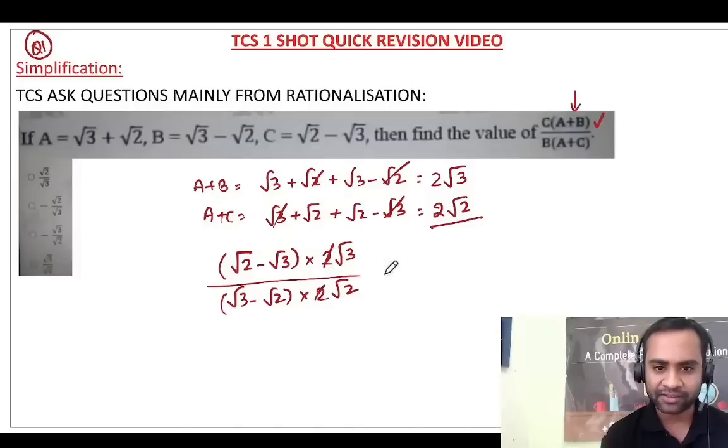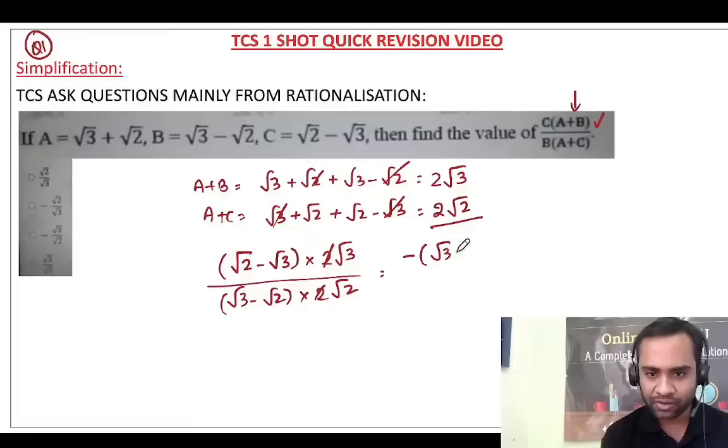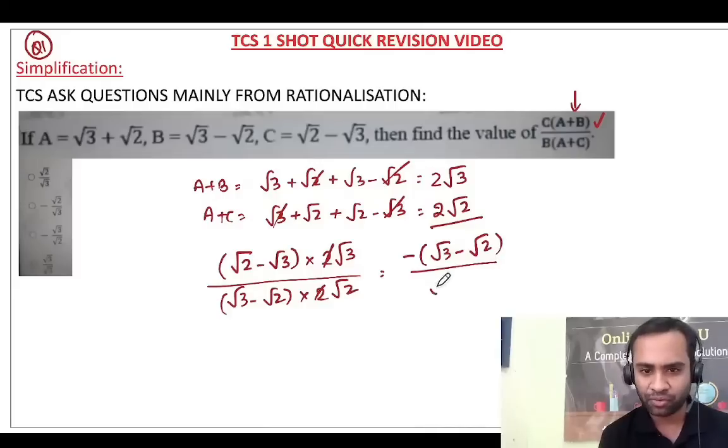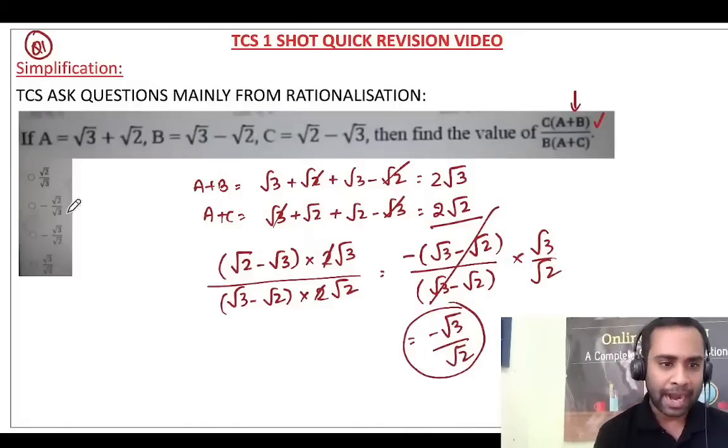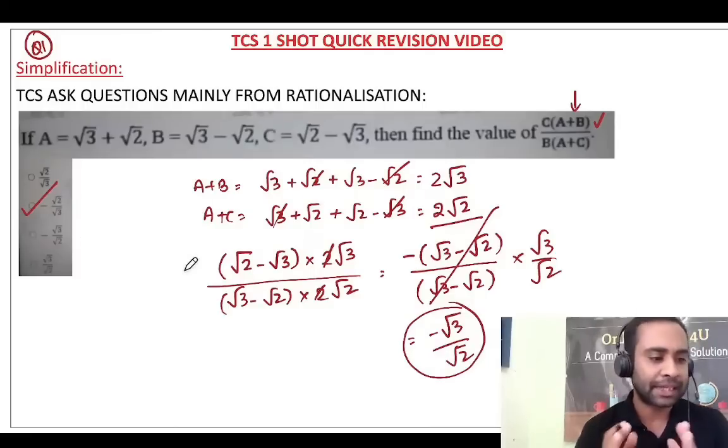2 and 2 cancelled. And friends, what you can do is take minus common, then it will become minus root 3 minus root 2 divided by minus root 3 minus root 2 into root 3 by root 2. So this is cancelled. Your answer will be minus root 3 by root 2, and option B will become the correct answer, right?